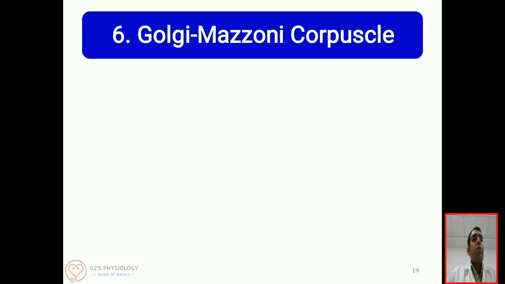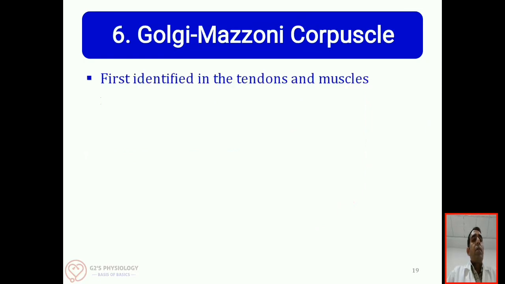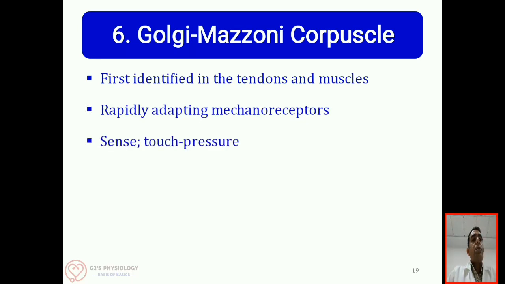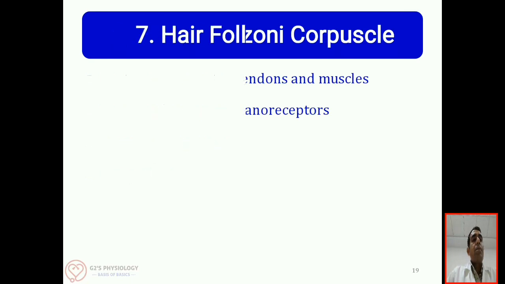Sixth one is the Golgi-Mazzoni corpuscle. This was first identified in the tendon and muscles. Later on, it was also found in the skin. Rapidly adapting mechanoreceptors, they sense touch and pressure, encapsulated.